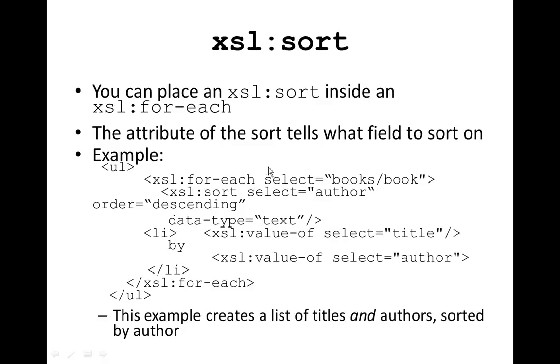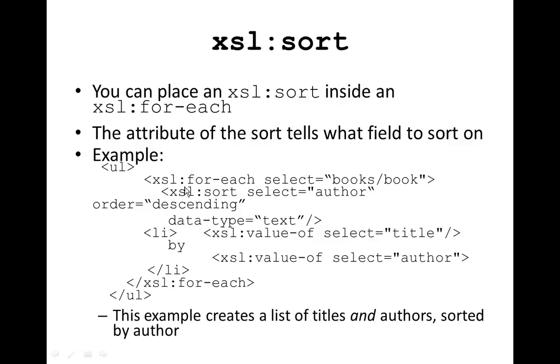The attribute of the sort tells what field to sort on. So we have an example here where we're not doing attributes, it's the value. This is attributes for XSL, not an XML attribute. So here's an example. Again, we have our unordered list. We fire off our for each command, so it's going to be a loop over all the book nodes in our XML file. And this is just the recipe it follows, and you're going to see this in your exercise and homework.